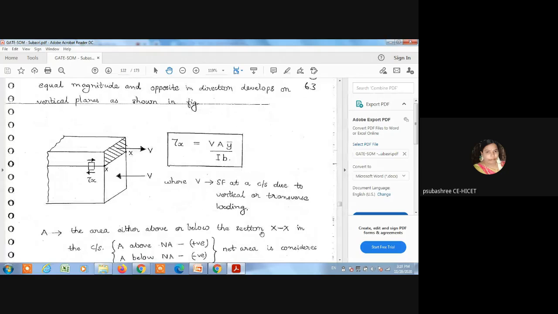This is the basic formula. It is a very important formula. Please note it down. Tau x, shear stress, is equal to V A y bar divided by I into B. V is the shear force at the cross section due to vertical or transverse loading. A is the area, y bar is the centroidal distance, B is the breadth, and I is the moment of inertia. It is the basic formula for calculating the shear stress. So tau x is equal to V A y bar divided by I into B.